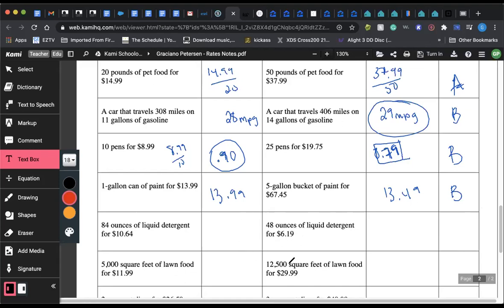They are essentially the same to me, but what did you guys think? 84 ounces of liquid detergent for $10.64. I got essentially 13 cents for both. So for me, they were the same. I think there's a small difference in how you round it, but at the end of the day, you have to round both of them. So I think it's the same, right? If you go to the store.